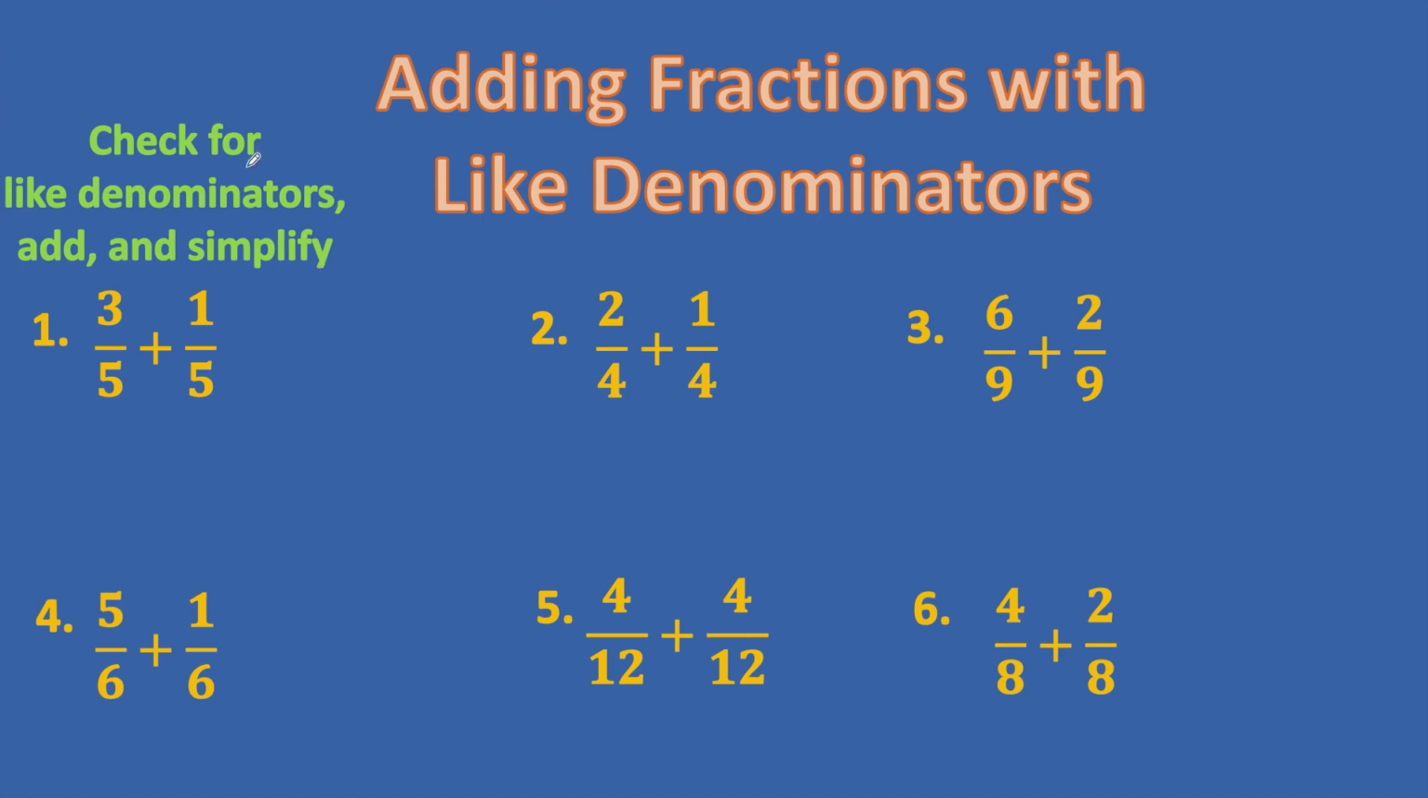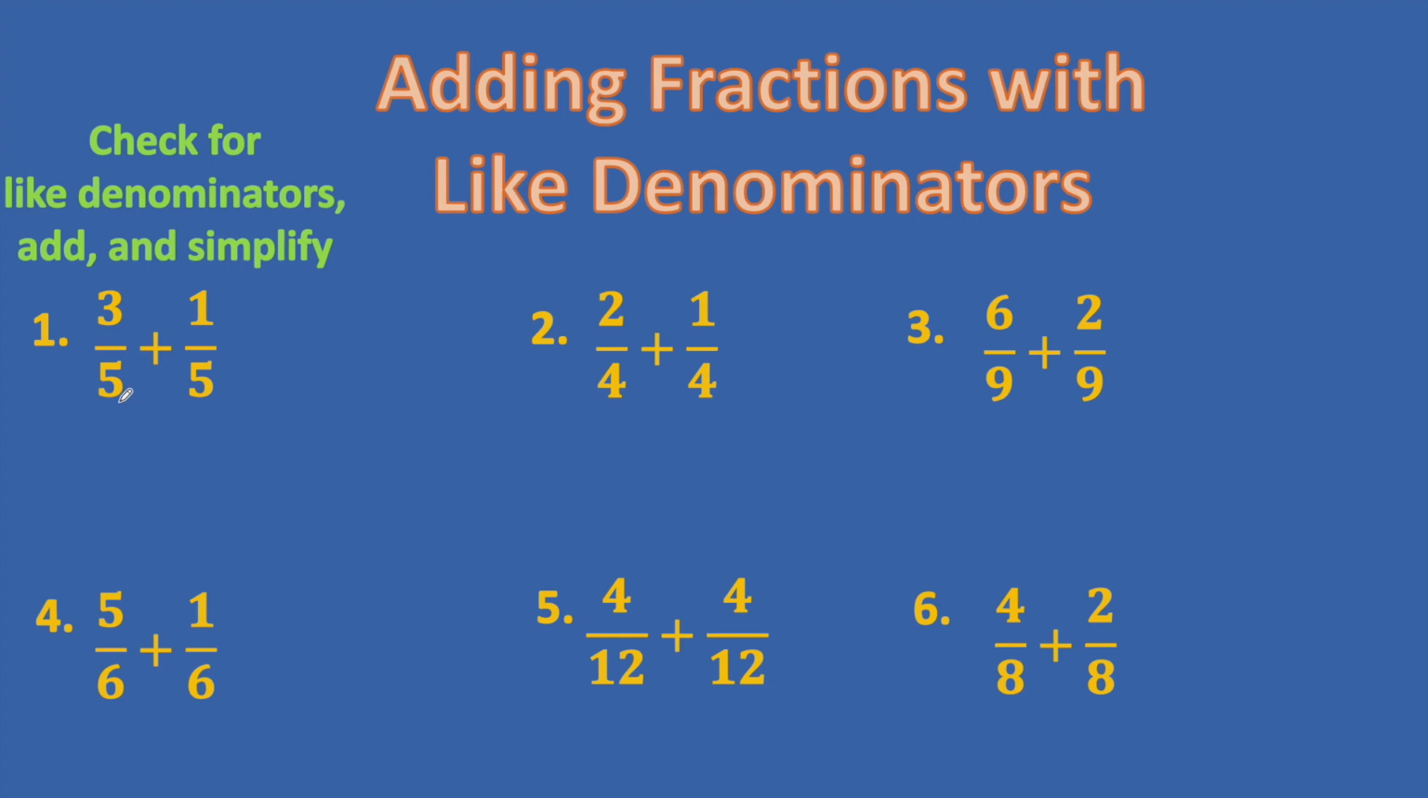So looking at the first step, we're checking for like denominators. As a review, denominator means the number that is on the bottom part of a fraction. So in the first example, the denominator would be 5, and the top part of the fraction is called the numerator. So that would be a 3. So the denominator is a 5.